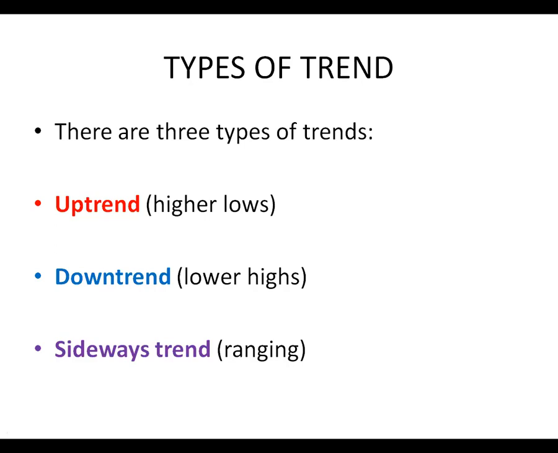Now we have types of trends. There are three types of trends. We have the uptrend, we have the downtrend, and then we have the sideways trend. So to draw a trend line for an uptrend, it's going to be something like this. And then what you will do is you connect the supports. That is for the uptrend, you connect the supports.